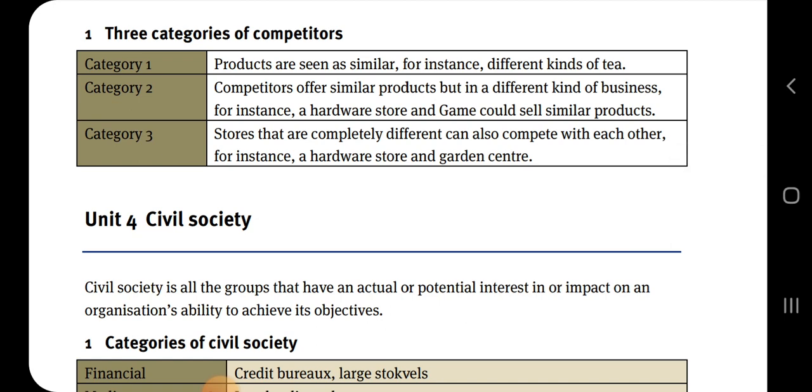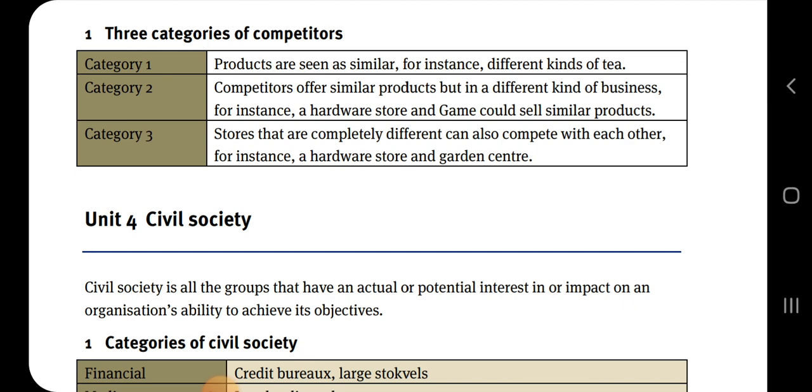The first competitors are people who sell the same kind of products, right? Like people who sell tea, and like the toothpaste example that I've just done. And then the second category of competitors are people who offer similar products but in different types of businesses, right? For instance, a hardware store and Game could sell similar products.